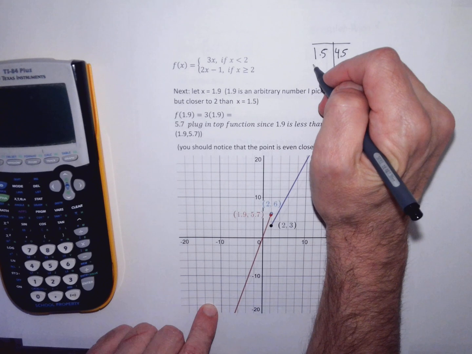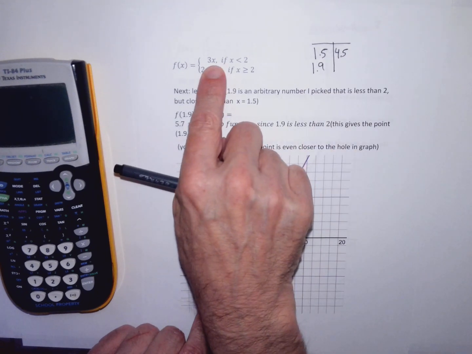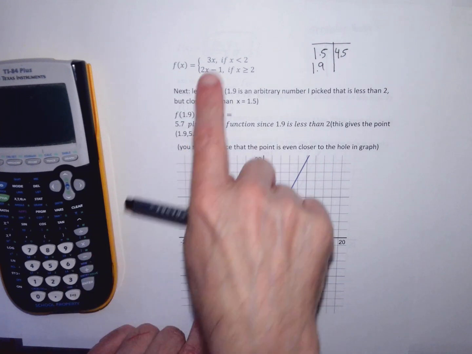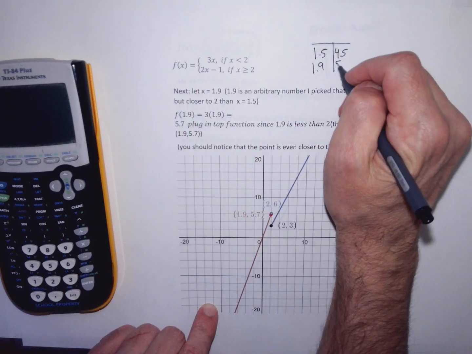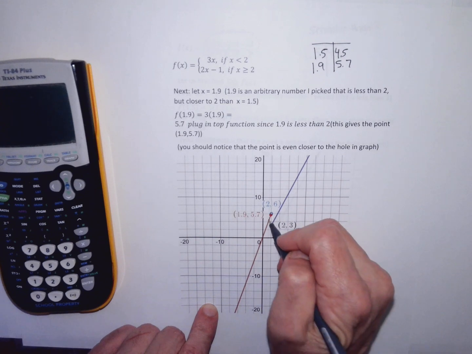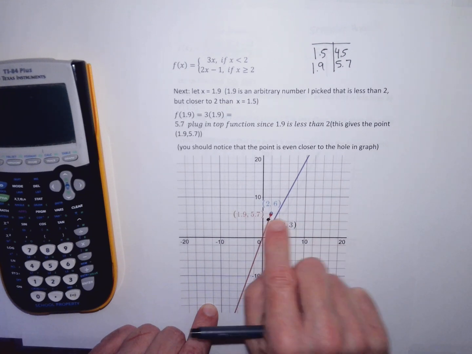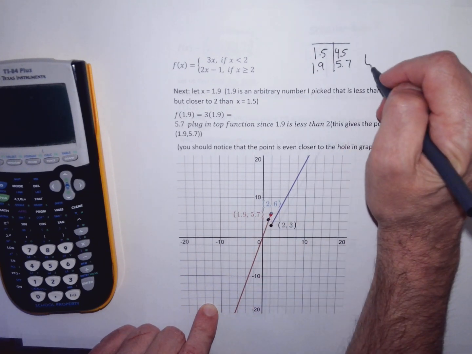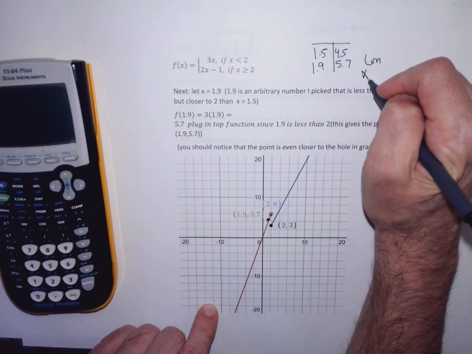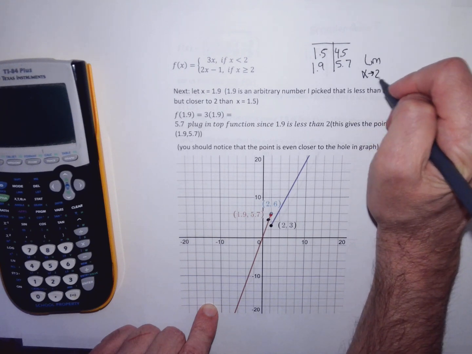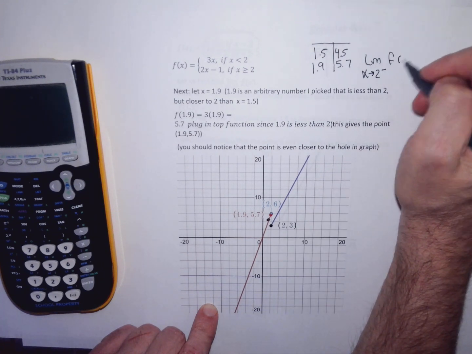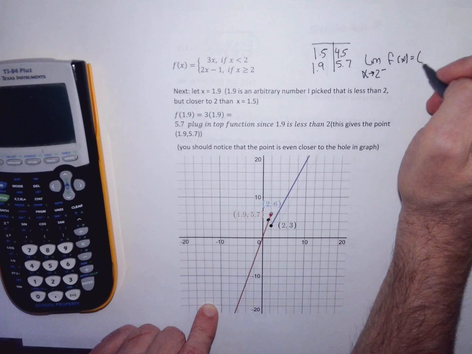And now I'm going to plug 1.9 into the top function, because 1.9 is less than 2. When I plug in 1.9, I get 5.7. So the first point that I found was about there. The second point I found is about there. That's enough for me to believe what the left-hand limit is. I believe that the limit as x approaches 2, but only plugging numbers that are smaller than 2 in, of this function f of x, is going to be 6.